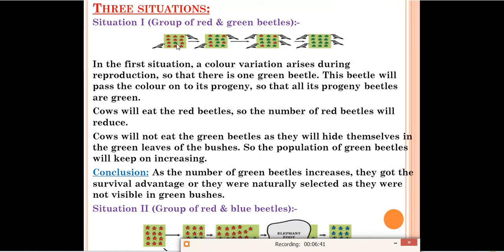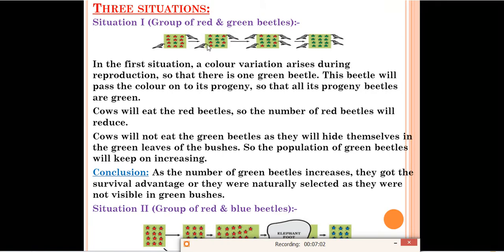Okay, after that what will happen? This green beetle will increase its number by the process of reproduction, and it will pass its green color to its progeny. Means it will pass its green color to its children, and after that its number will be increased. In the second diagram you can see more green beetles over there, but the number of red beetles has decreased. How has the number of red beetles decreased?